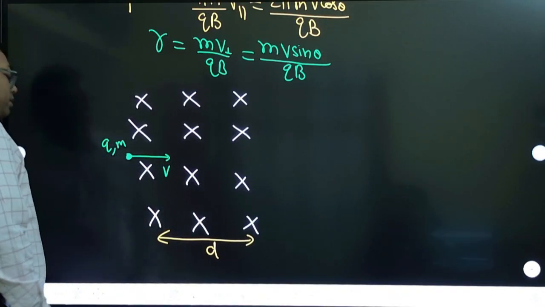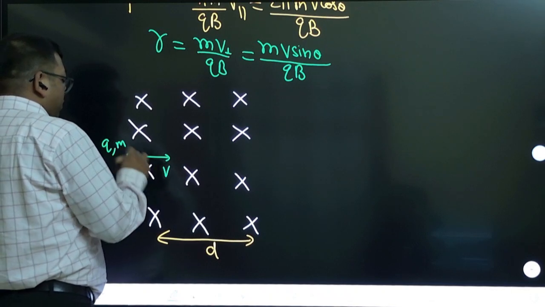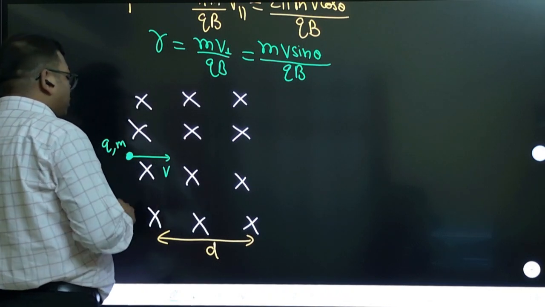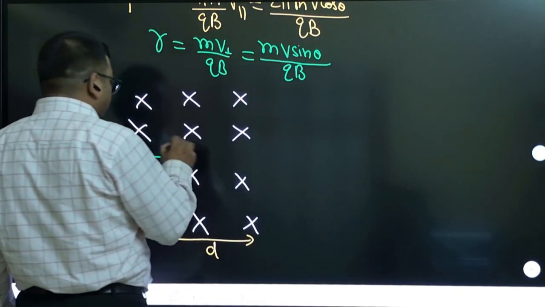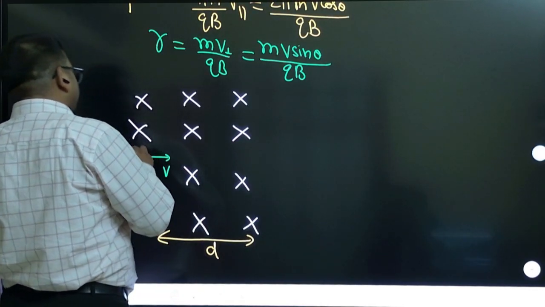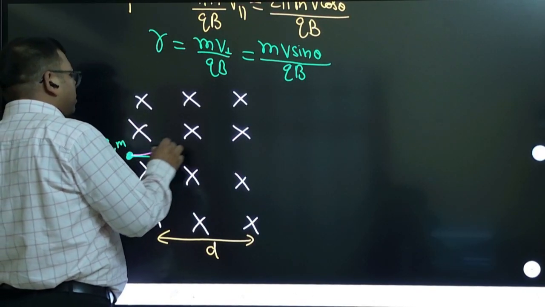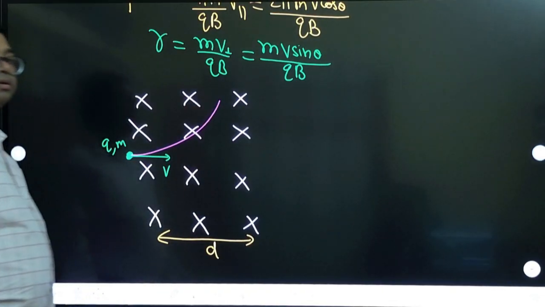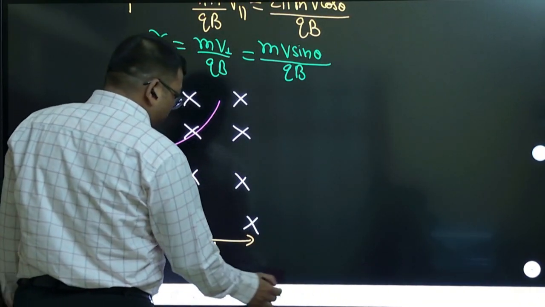As this charged particle enters the field, what is going to happen? It is going to experience a magnetic force. In which direction? In this direction. Assume the charged particle is positive, so it will go like this way. Correct? Like this it will go.